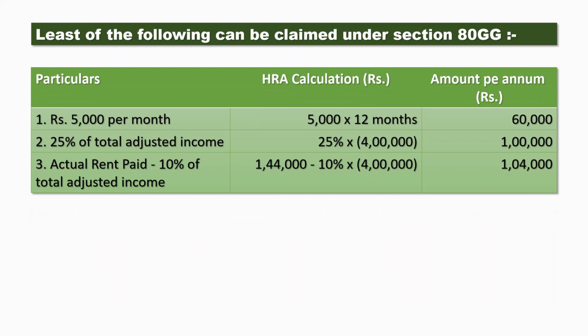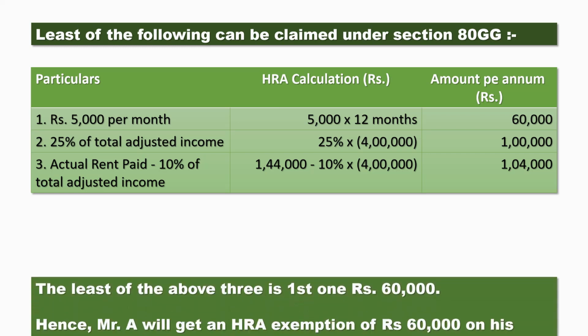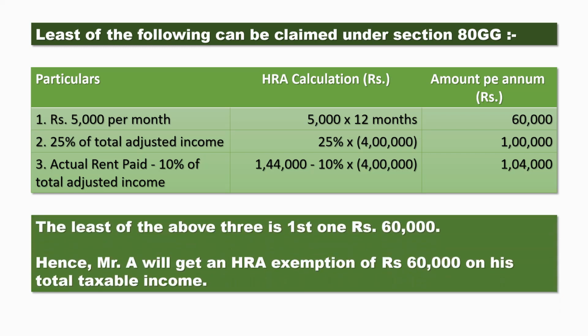The least of the following will be exempted. First, 60,000. Second, 25% of 4 lakh, which is 1 lakh. Third, actual rent paid 1,44,000 during the year less 10% of 4 lakh, which is 1,04,000. Here, the first one, 60,000, is the least. So, he can claim 60,000 as deduction from his taxable income under Section 80GG. This is how you can calculate HRA exemption amount.